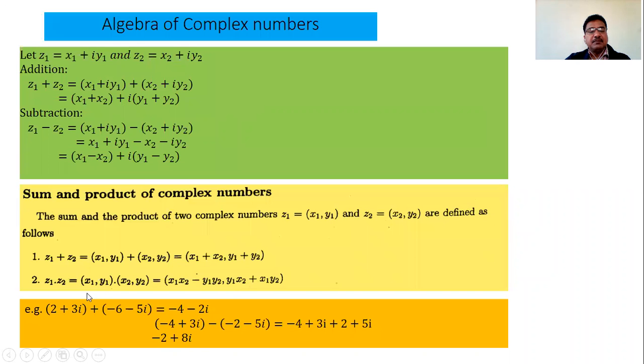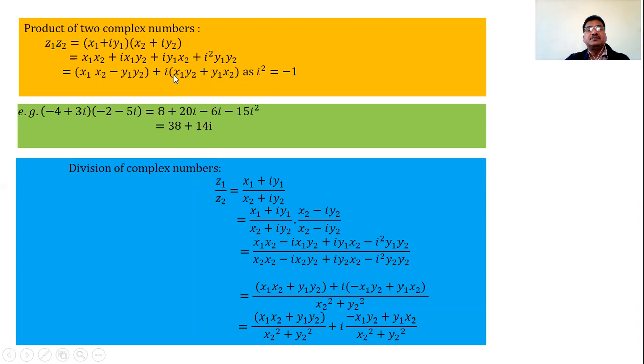We can also define the product of two complex numbers in the form of ordered pair: x1 x2 minus y1 y2 is the real part, and y1 x2 plus x1 y2 is the imaginary part.